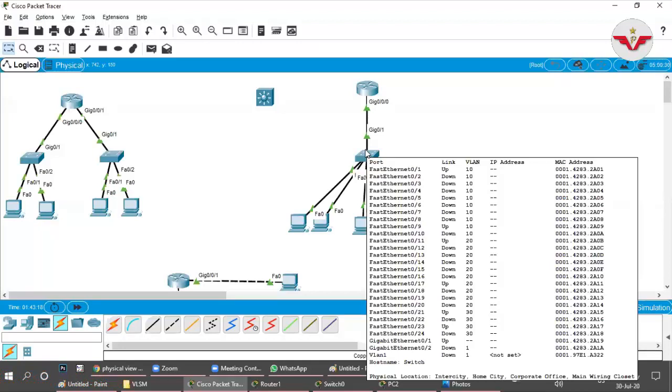Right now, as of now, any question? That is a different thing. We will learn that as well, but in a different module. Till now, any questions from subnetting, from VLSM, from VLAN configuration? Any questions?